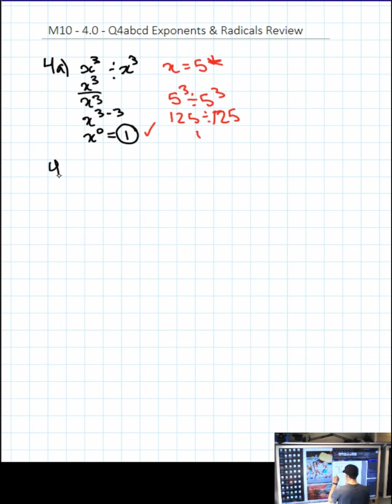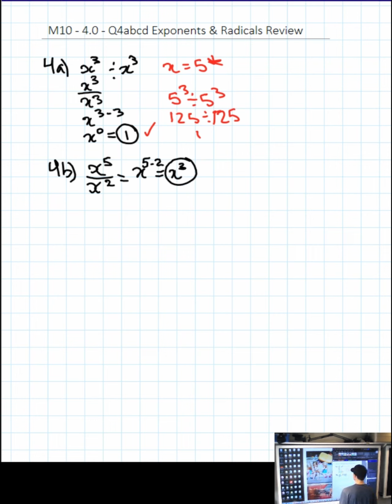Okay, we have 4b, yay math. All right, we have x to the 5 divided by, I'm never going to write that grade 8 divided by sign ever again, over x squared. We're dividing, so we can simply subtract our exponents. We get x to the 5 minus 2 equals x cubed.